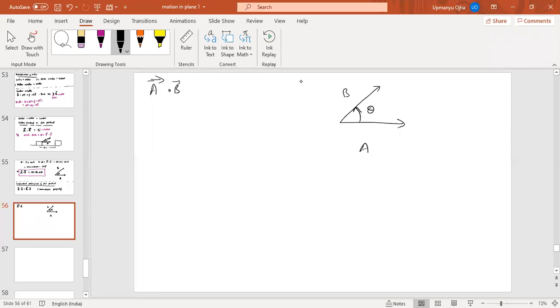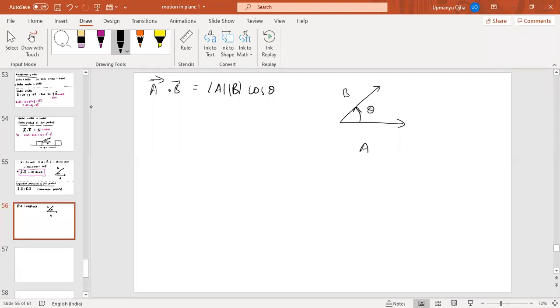A dot B means what? The angle between A and B. So A dot B means you have to start from A and the theta should be taken in the anti-clockwise direction. So this will come as mod of A mod of B cos theta. So A dot B equal to mod of A mod of B cos theta.